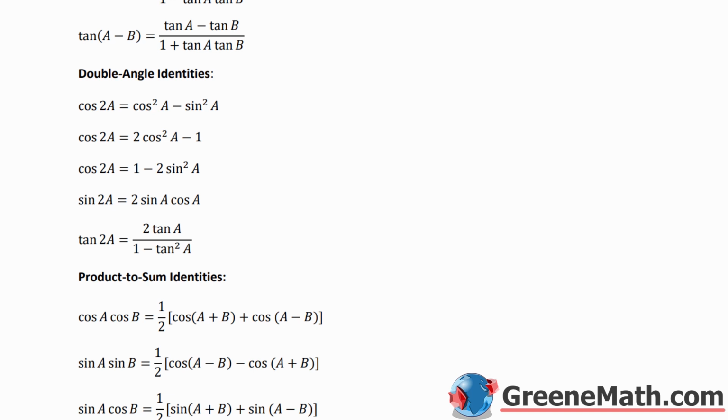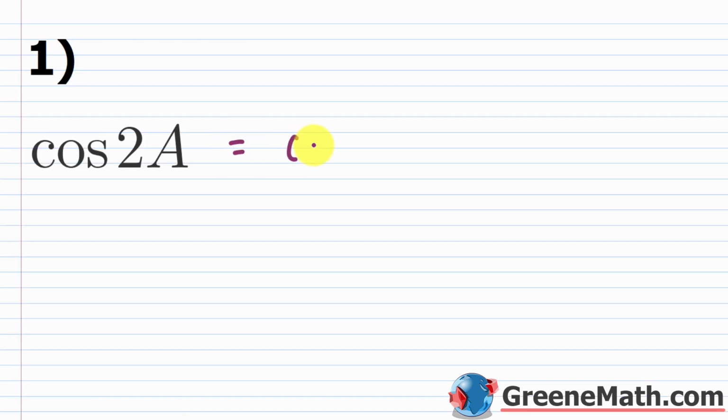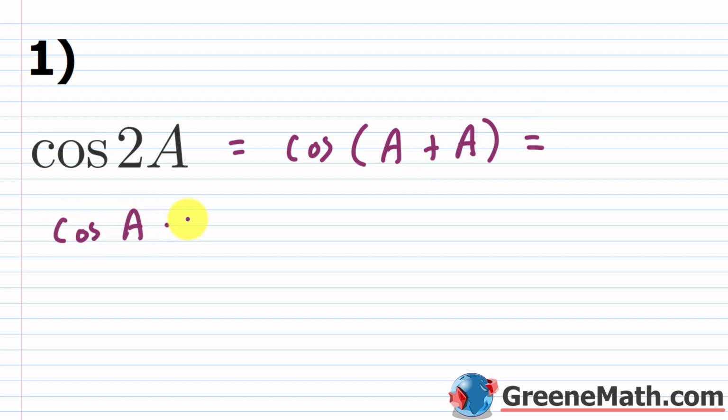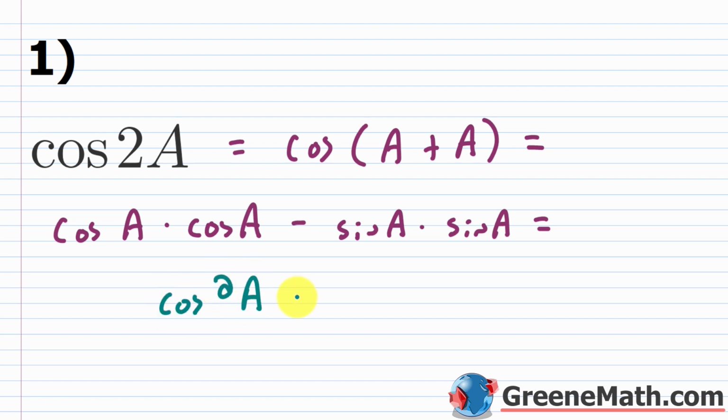So let's go back. And the first thing I'm going to do is just write this as the cosine of a plus a. So a plus a is 2a. Now what I'm going to do is use my sum identity for cosine. So I'm going to say that this is the cosine of a times the cosine of a. And then again, if this is a plus, you want a minus. So now we have the sine of a times the sine of a. So real easy here. Cosine of a times cosine of a is going to be cosine squared a. And then minus sine of a times sine of a is going to be sine squared a. So that's all it is.